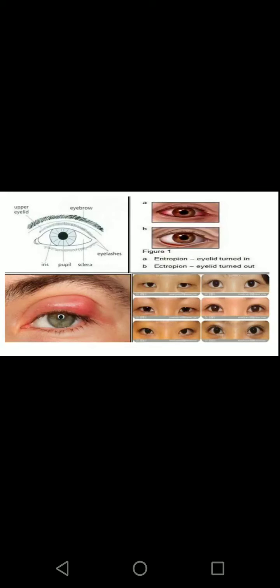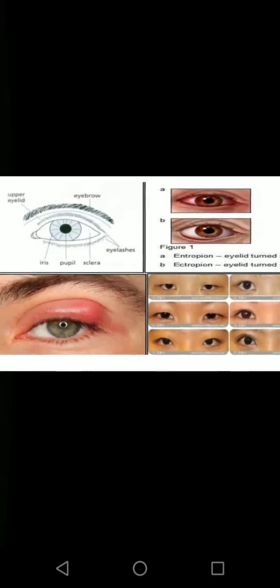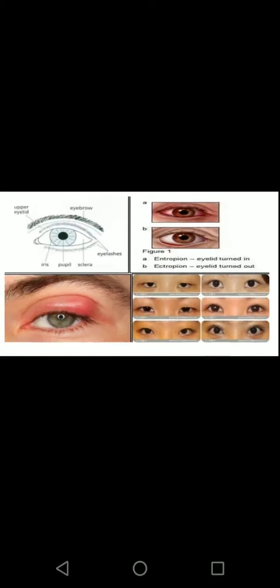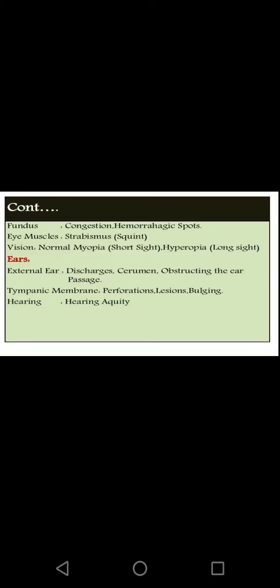You can see here different types of abnormalities: opaque lens, yellowish sclera, or purulent formation, styes. Then you will go for the fundus: congestion or any hemorrhagic spot is there or not. Eye muscles: you will check eye muscles by checking the eyeballs, that is, whether strabismus or squint is there or not. Vision, normal, myopia or hyperopia, by using Snellen's chart.